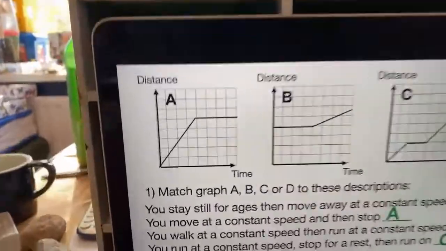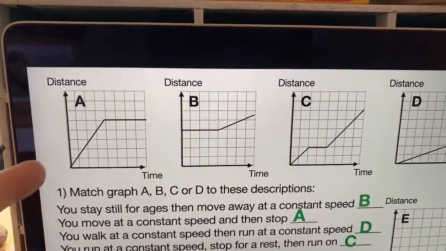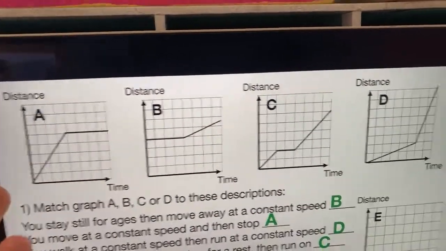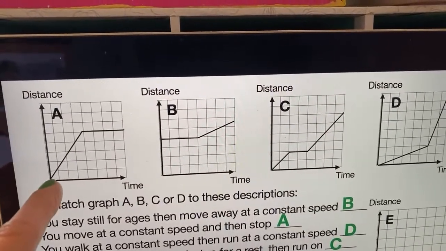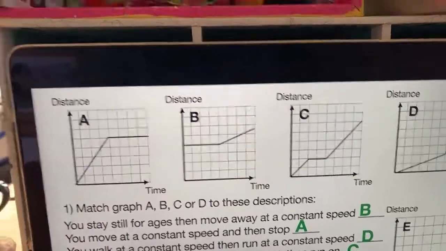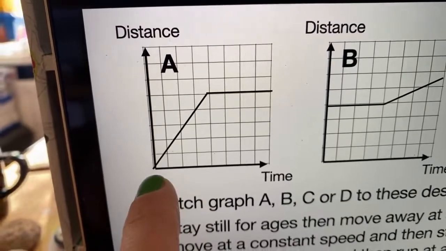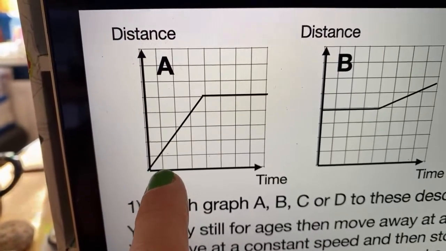So let's have a look at this. Sorry, I didn't say, oh my goodness, how silly. Let's just imagine that all the squares represent the same amount, right? For ease, I'm going to say that each square is 1 second of time and each square is 1 metre of distance.